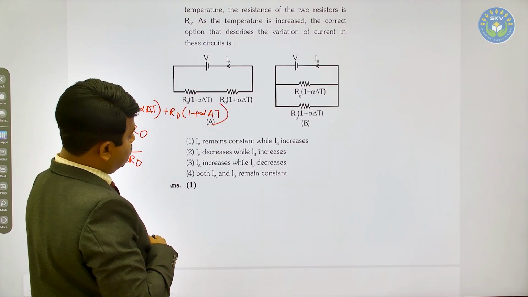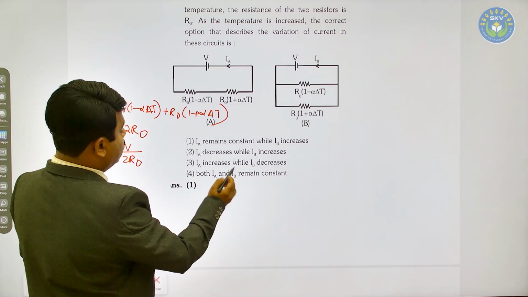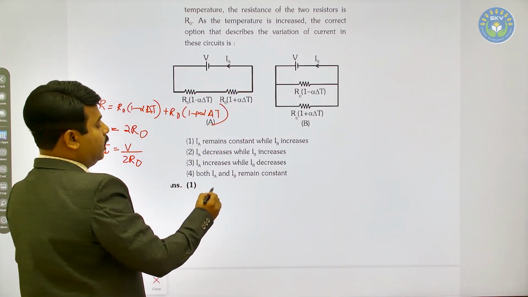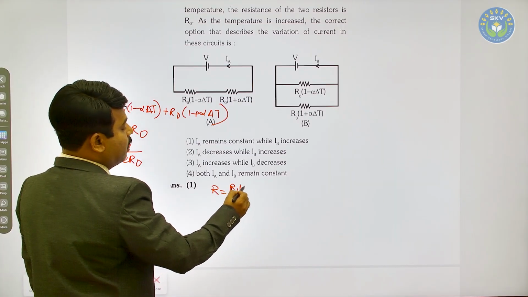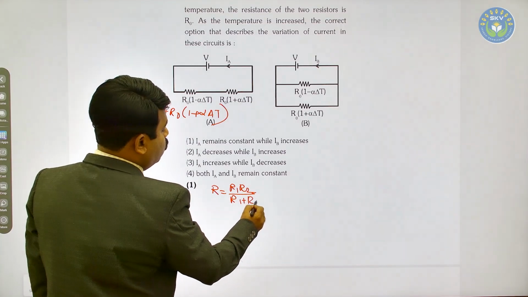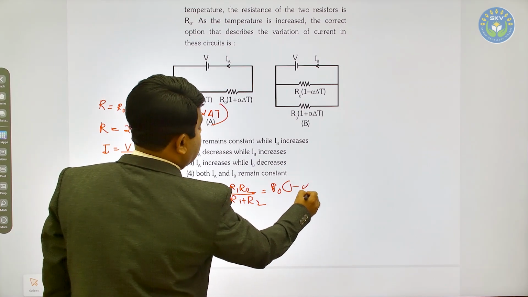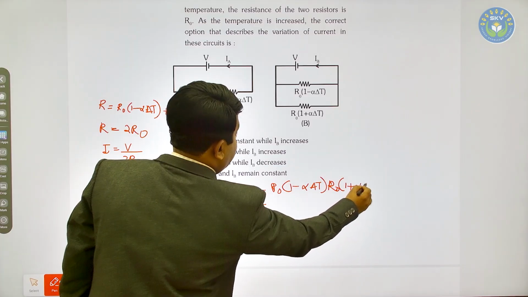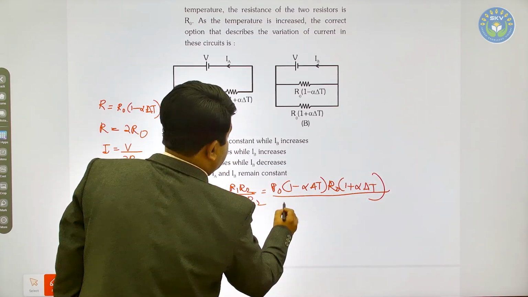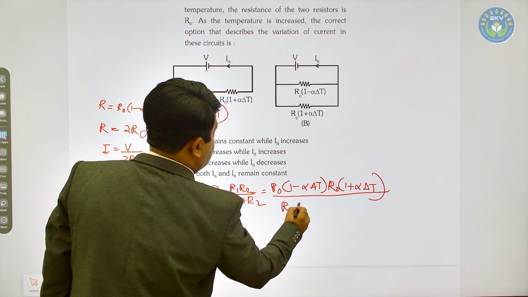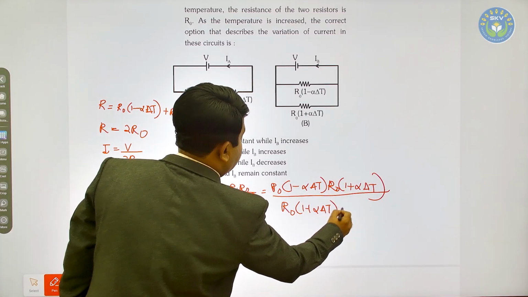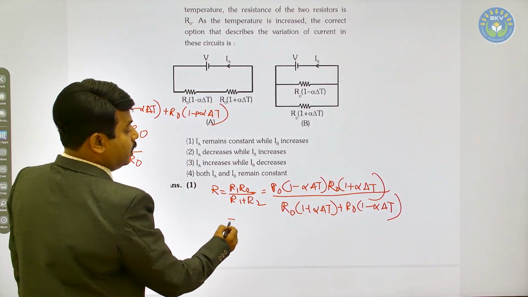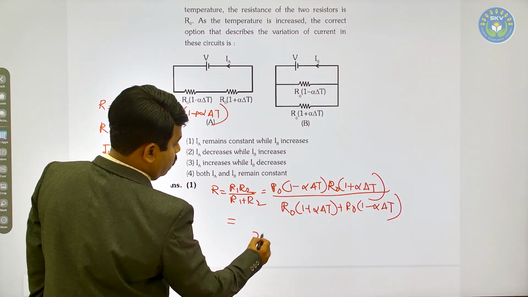But in which option does I remain constant? Both IA and IB remain... so we need to check B also. But here it is a parallel connection. In parallel connection, the effective resistance is R1 R2 divided by R1 plus R2, that is R0 into (1 minus alpha delta t) times R0 into (1 plus alpha delta t), divided by R1 plus R2, that is R0 into (1 plus alpha delta t) plus R0 into (1 minus alpha delta t). Here the denominator is 2R0, right?